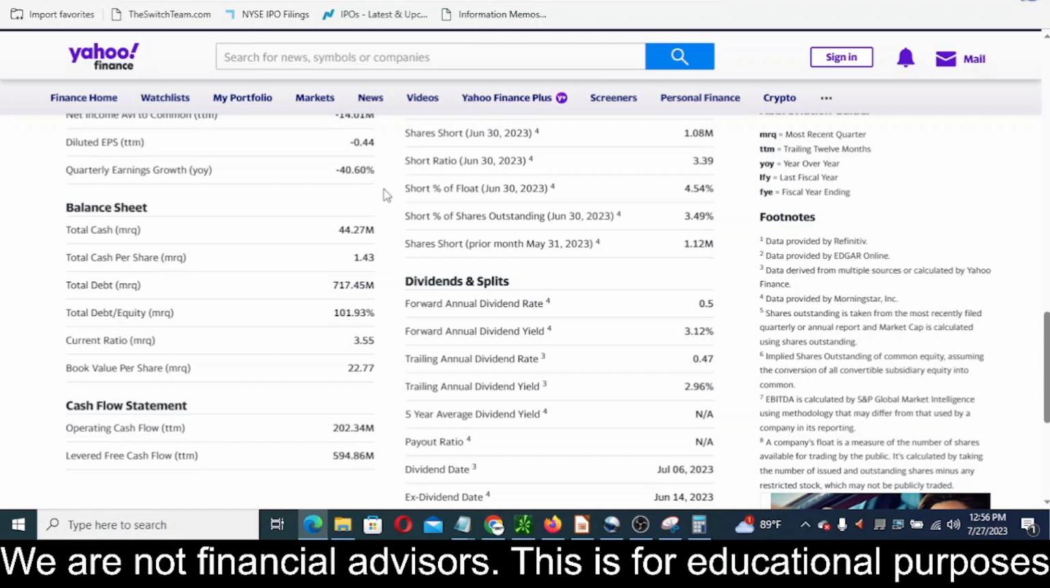Hopefully, if you've never used book value per share before, or you've never even heard of it, this is something that can help you in finding good companies to invest in.